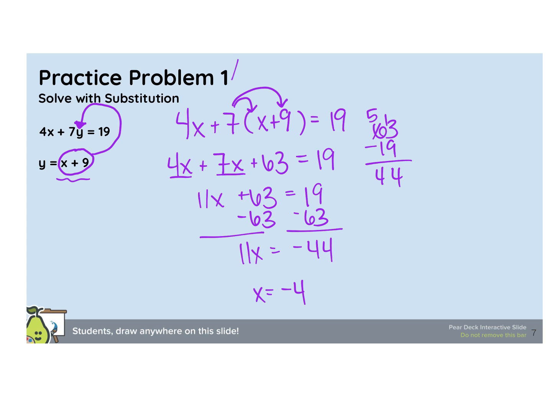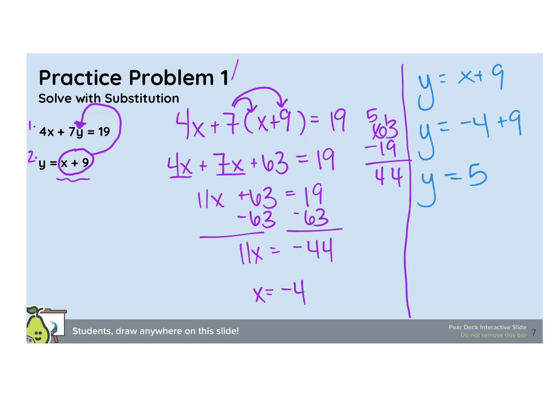Now that I know what x is, I'm going to plug it into one of those first original equations to figure out what y is. So if this is equation 1 and this is equation 2, equation 2 looks easier to me. So I'm going to use this one. But now I know that instead of x, I can put a -4 in its place. So -4 plus 9 is 5. Y is positive 5. So I think the answer here is -4, 5. On the next slide, we'll check it.